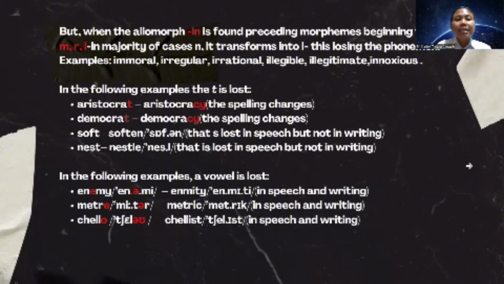And the next is the following examples in which a vowel is lost. In the word enemy to enmity. Matrix, matrices. That is in speech and writing.